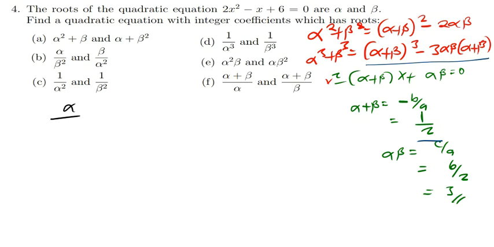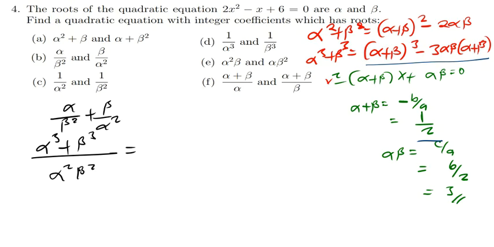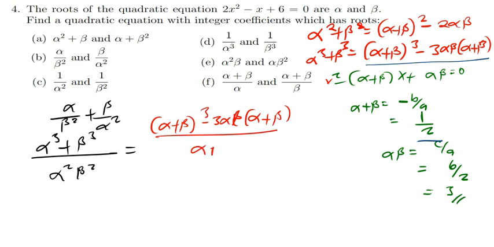So alpha over beta squared plus beta over alpha squared. The common denominator is alpha squared times beta squared. Beta and beta will cancel. I'll have alpha to the power 3, because it's alpha to the power 2 times alpha. Here I'll have beta to the power 3. And remember, alpha cubed plus beta cubed has to be replaced by alpha plus beta raised to the power 3 minus 3 alpha beta times alpha plus beta. Then you divide that by alpha beta raised to the power 2.